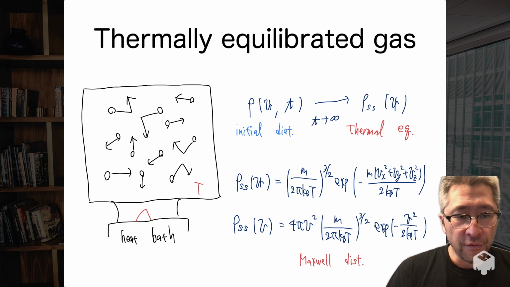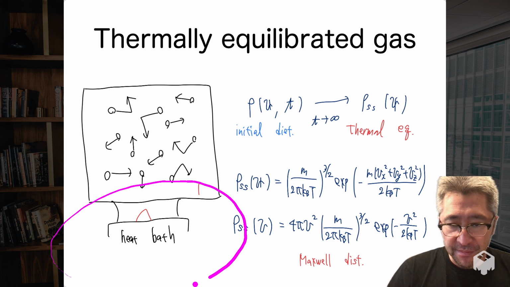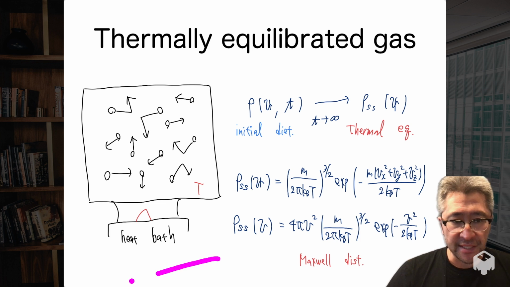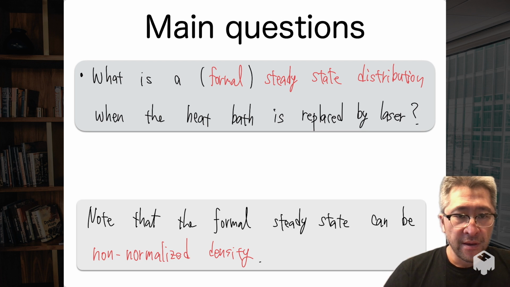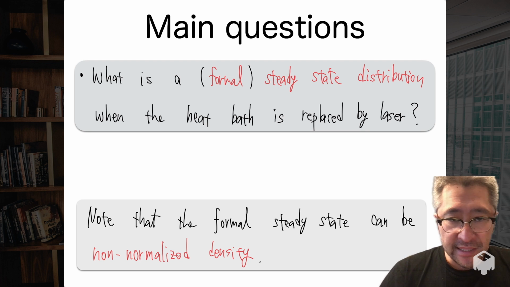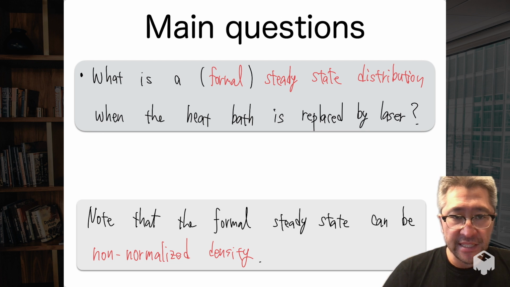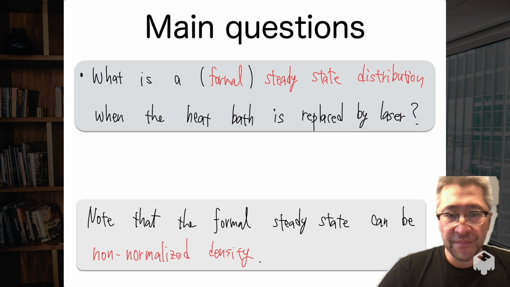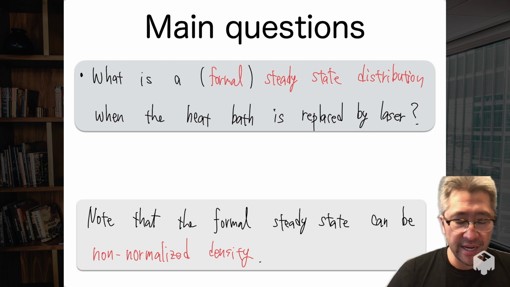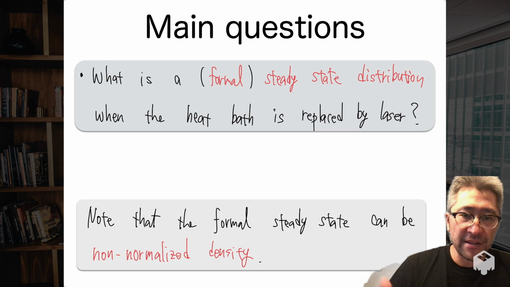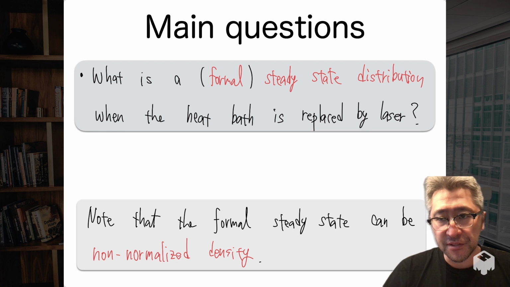Here we would like to consider not a heat bath but a laser cooling process. Our main question is, what is the steady state distribution when the heat bath is replaced by a laser? Note that this is just formal. I will show the master equations and there is a steady state solution, but this is formal. Formal means this steady state can be a non-normalized density, not a probability density. So what is the form of this steady state is one question.